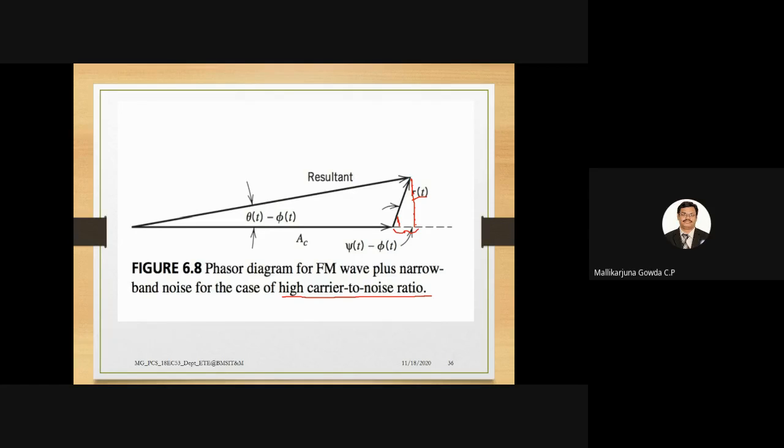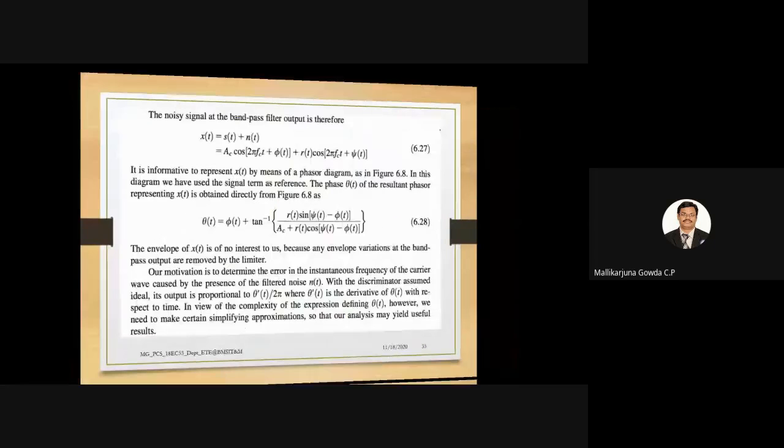This component I will highlight with red. It will be R of t cosine of this angle, psi of t minus phi of t. And this vertical one will be R of t into sine of this angle, psi of t minus phi of t. I hope you understood. So this component will be R of t into sine of psi of t minus phi of t, and the horizontal one will be R of t into cosine of this angle.